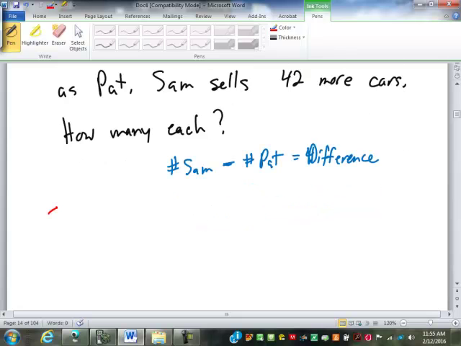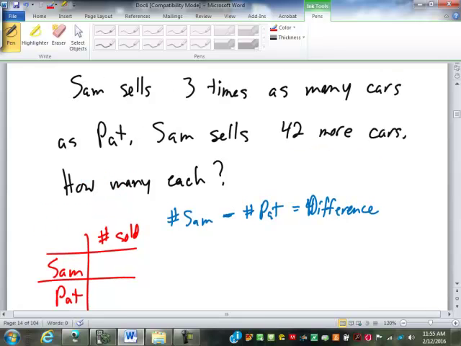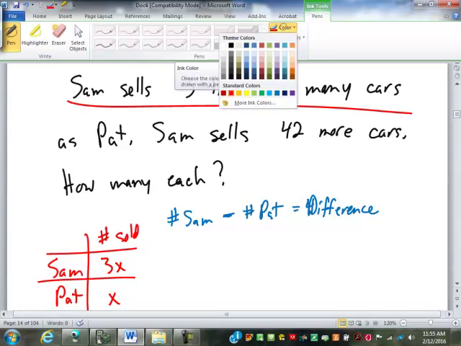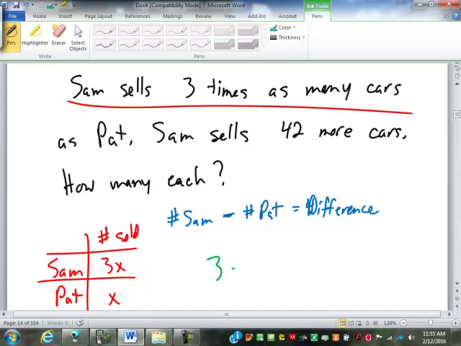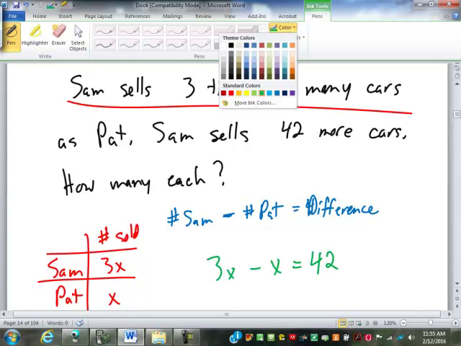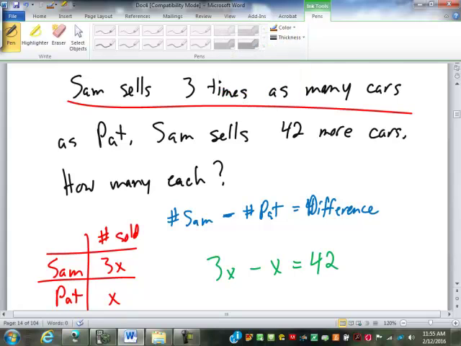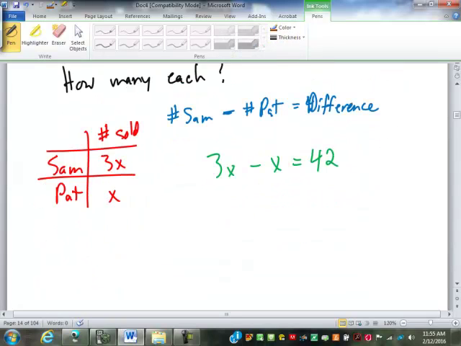Now again, we're going to list Sam and Pat, and it's the number sold. And Sam sells 3 times as many. So if we let Pat be X, Sam will be 3X. So our formula is pretty simple: 3X minus X equals that difference of 42. And again, I'll assume you guys can take it from there to get 2X is 42, or X equals 21.